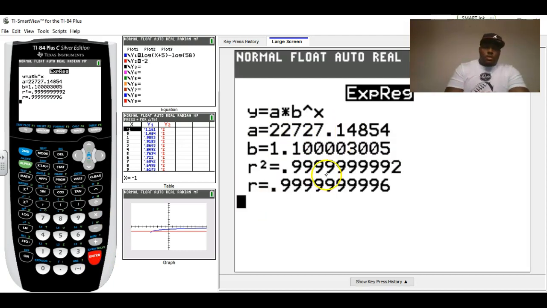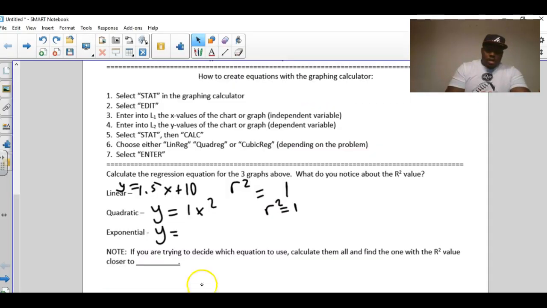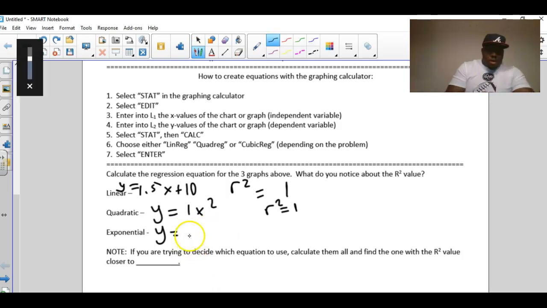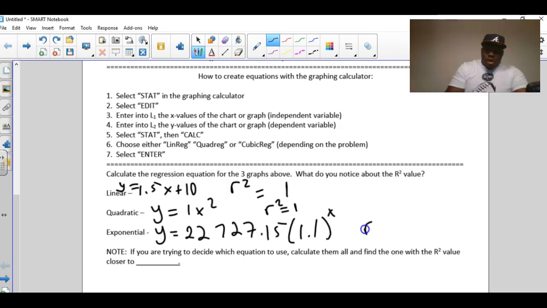We have a equal to 22,727.15, and b is going to be 1.1, raised to the power of x. So let's put that in. y equals 22,727.15, and b is 1.1, raised to the power of x, like this.